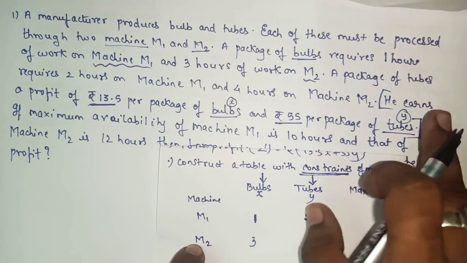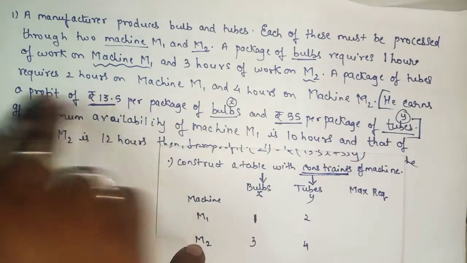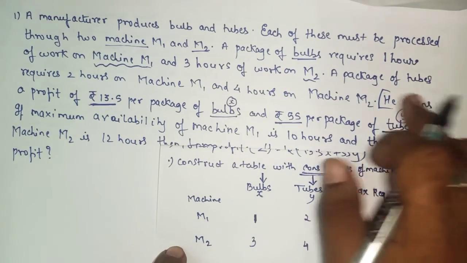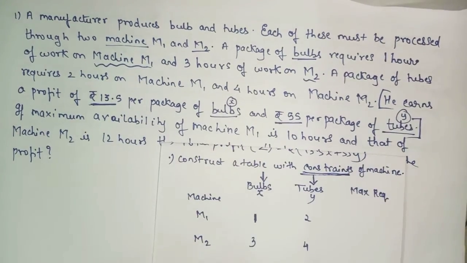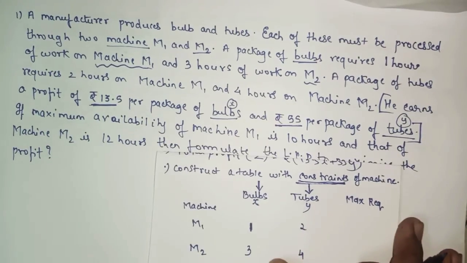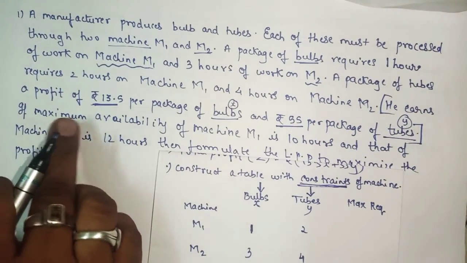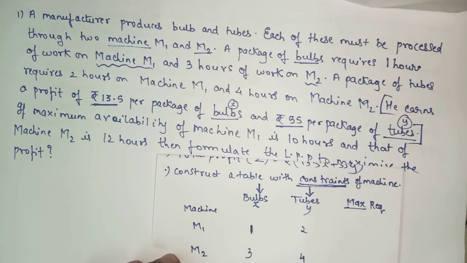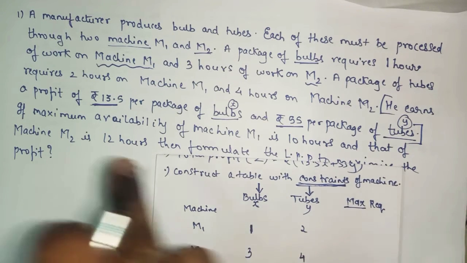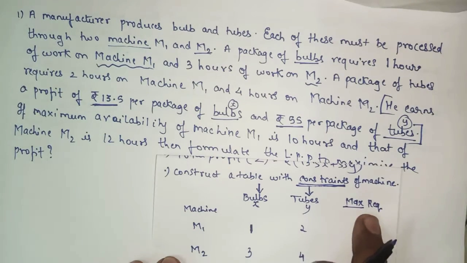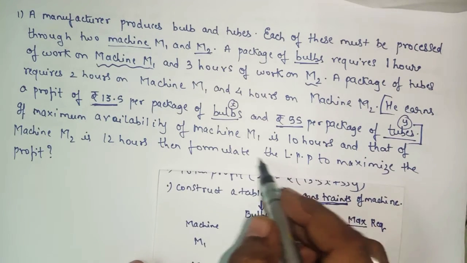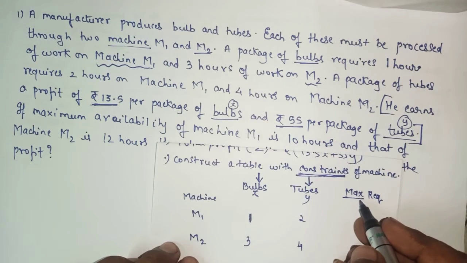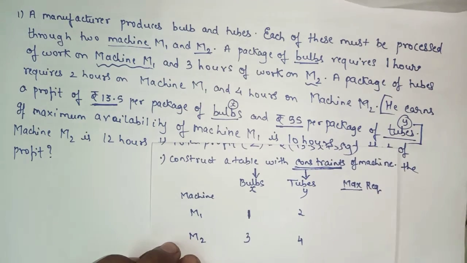Okay, from there you will not get a linear inequation. Remember this. So this sentence indicates the value of z. After that, it says maximum availability. So here the requirement is what? Maximum. So in the last column you will write maximum. If it says minimum, here you will write minimum. Here also you have to formulate LPP to maximize. So in the last column you will write maximum requirement.